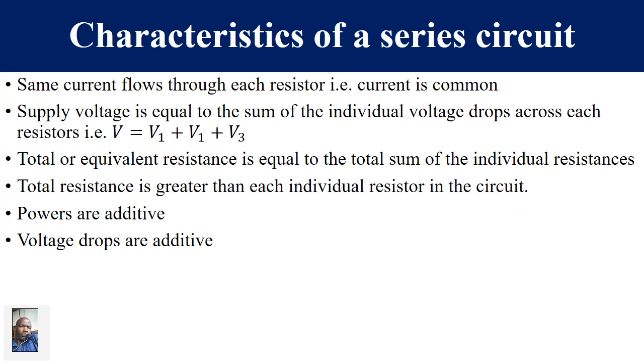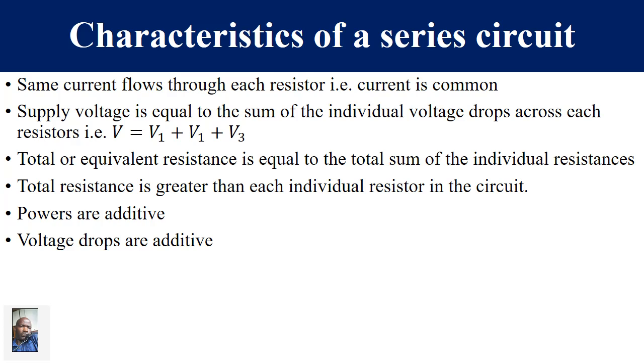Guys, the following characteristics are very, very important, and they must be at your fingertips, must be known by heart. What are the characteristics of a series circuit? The same current flows through each resistor, so we can say current is common, current is the same. Then the supply voltage or the EMF is equal to the sum of the potential differences or voltage drops across each resistor. That is V is equal to V1 plus V2 plus V3, or we can state it as E is equal to V1 plus V2 plus V3.